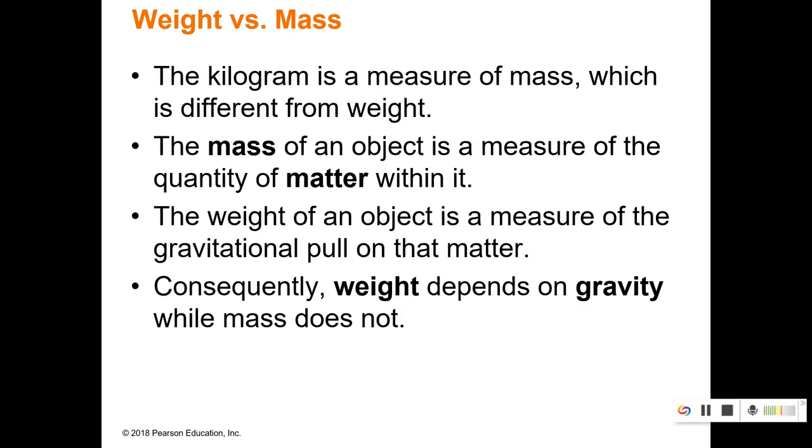So weight versus mass, these are very different things. So mass is measured in kilograms, but that's different from weight. Mass is the measure of how much matter is in it. Weight is that mass times gravity's pull, so weight is also dependent on gravity. Mass is not dependent on gravity. So you may have remembered from middle school that if we went to the moon, our mass would stay the same, but our weight would not be, because the gravity of the moon is different from that of Earth.